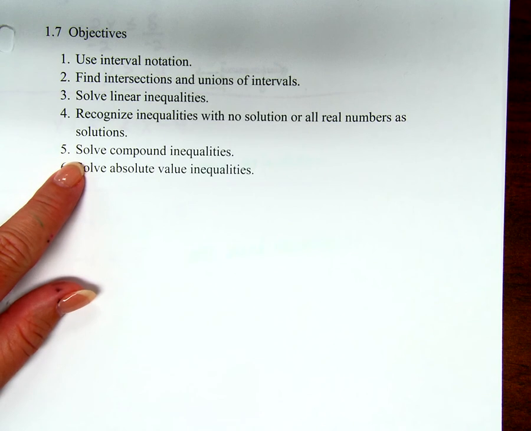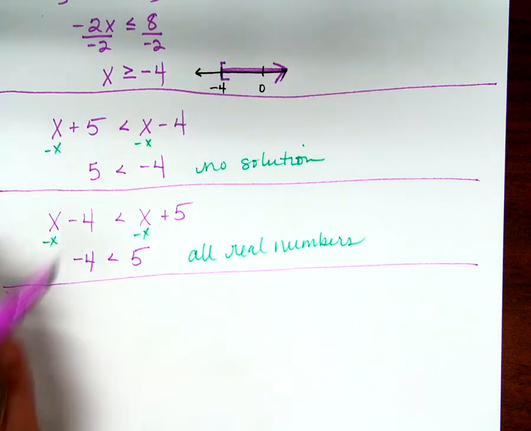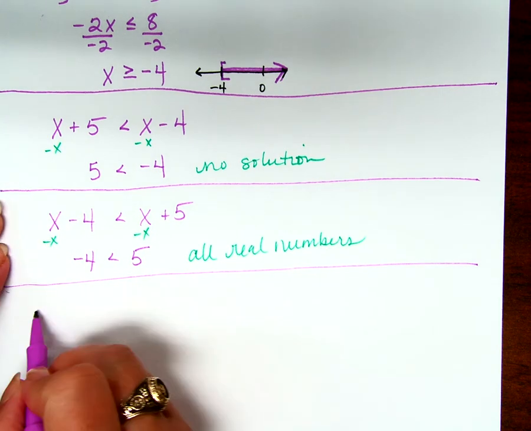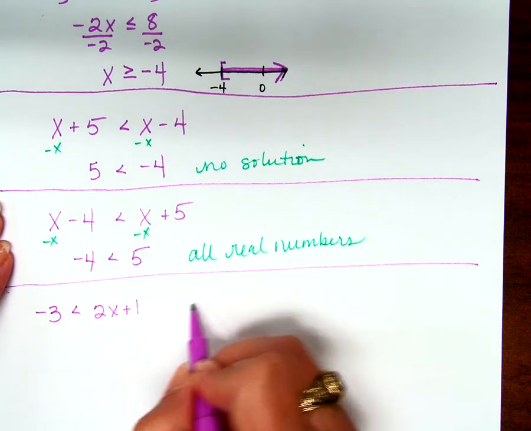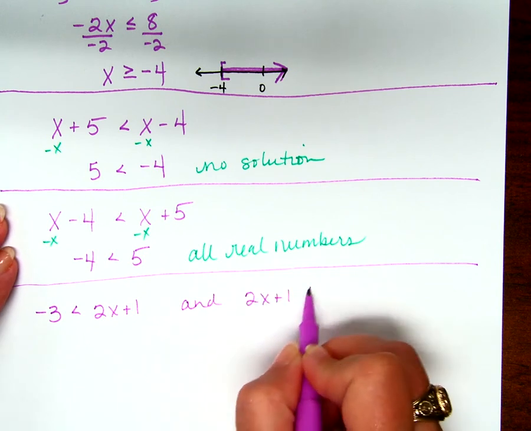Compound inequalities. We kind of did this in Algebra 2. We didn't really call them compound inequalities. Can I show you what I'm talking about? Negative 3 is less than 2x plus 1, and 2x plus 1 is less than or equal to 3.